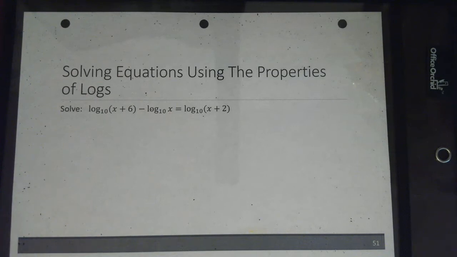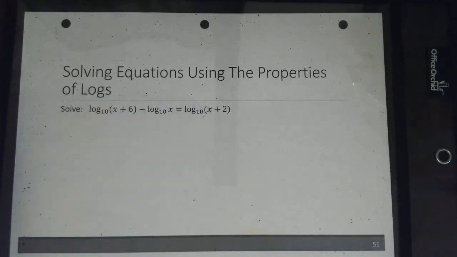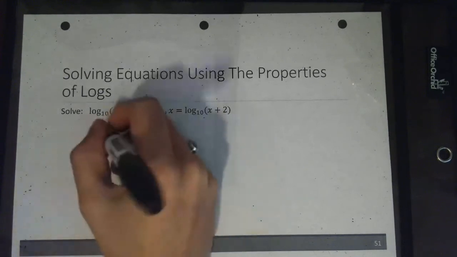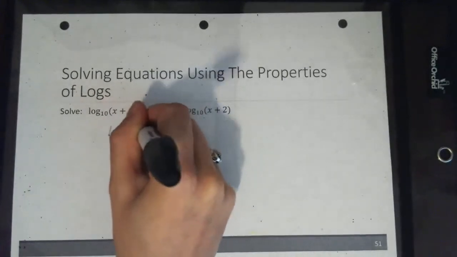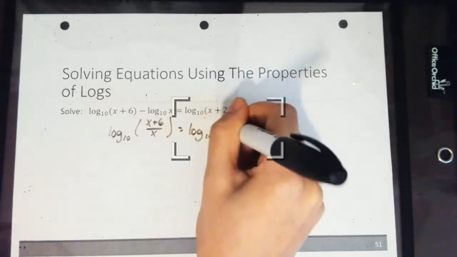So we want to solve log base 10 of x plus 6 minus log base 10 of x is equal to log base 10 of x plus 2. What I'm noticing is I have 2 logarithms of the same base that are subtracted. I can use my logarithmic properties to combine these into one, and because they're subtracted, that will turn into division. So I have log base 10 of (x plus 6) divided by x is equal to log base 10 of x plus 2.